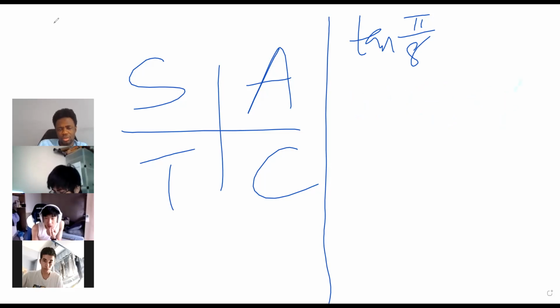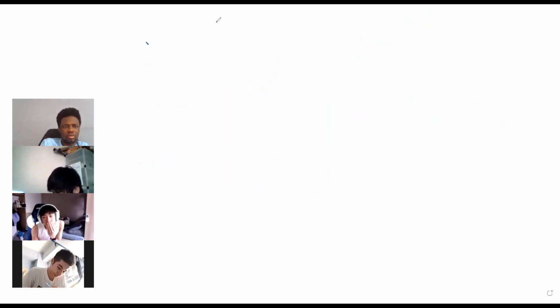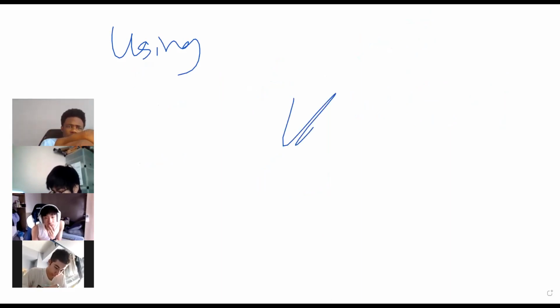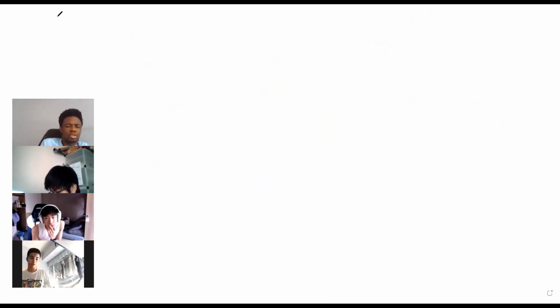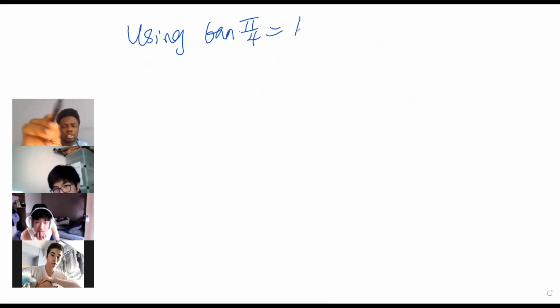Is that 2 or squared? I said 2. Whatever it looks like, I said 2. So let's stick to what I said. 2 using the hint. My pen is not working, okay, it's working now. Using tan pi over 4 equals 1.